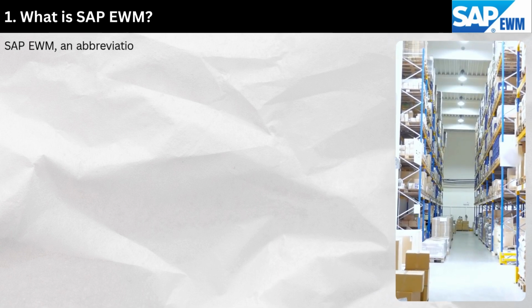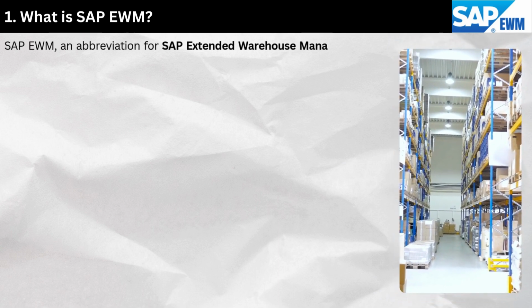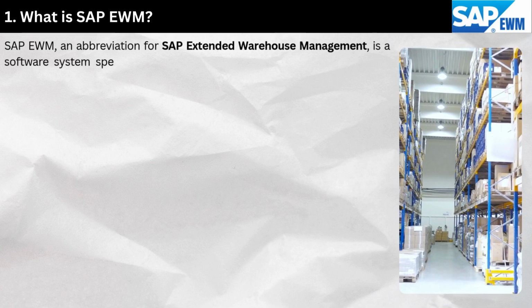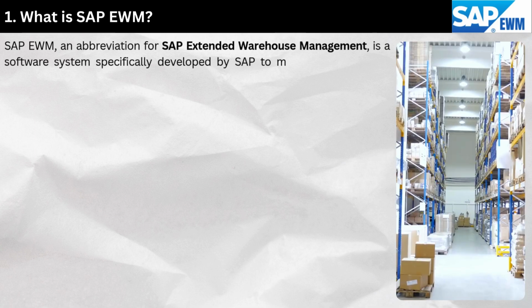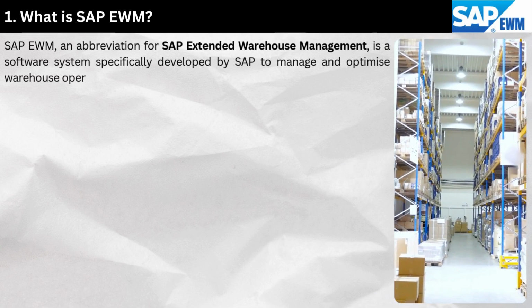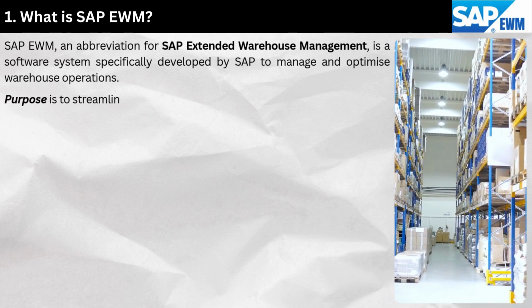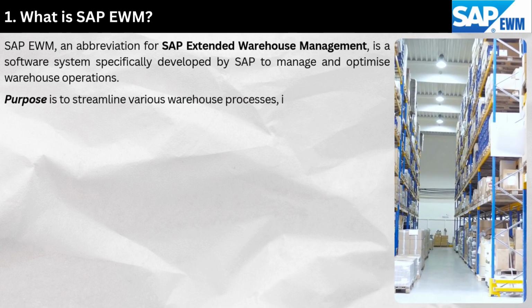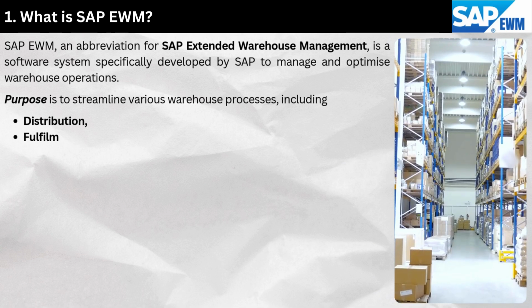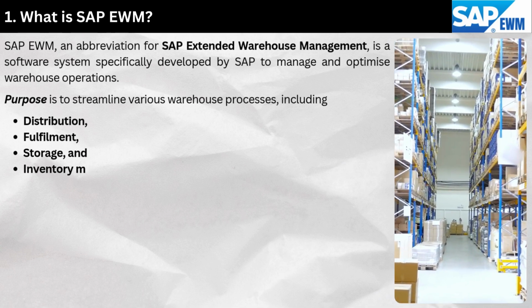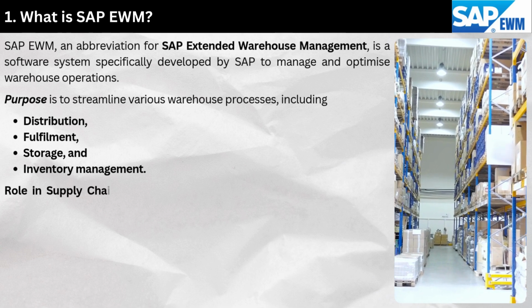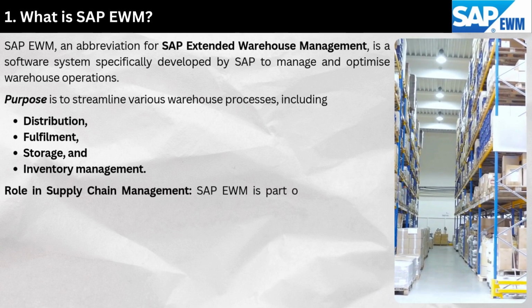SAP EWM, an abbreviation for SAP Extended Warehouse Management, is a software system specifically developed by SAP to manage and optimize warehouse operations. Its primary purpose is to streamline various warehouse processes, including distribution, fulfillment, storage, and inventory management. It supports the entire warehouse logistics, managing all goods movements and warehouse management, with a focus on efficiency.